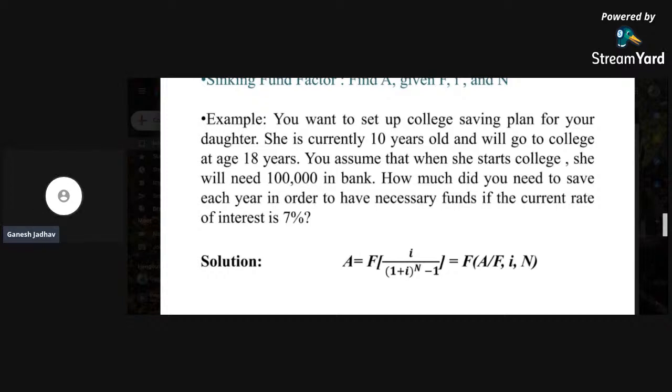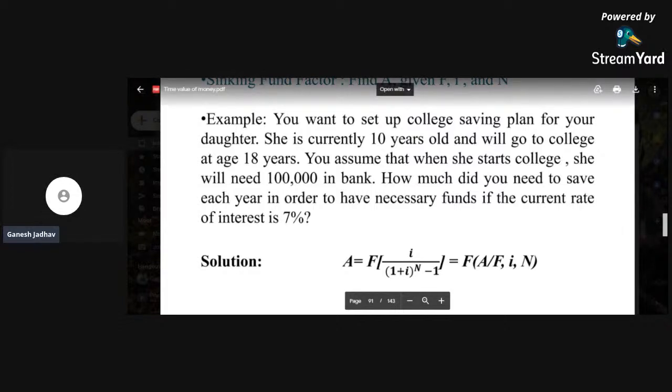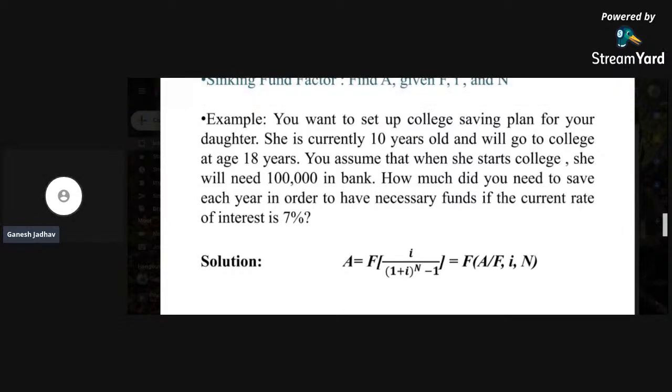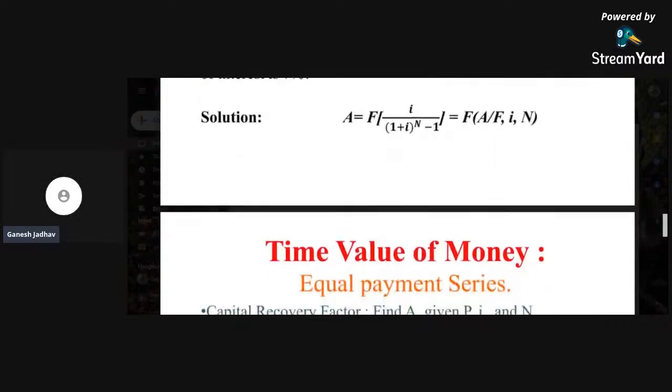0.07. 7% means 0.07. You have to take this value of i. Then the value of n is equal to 18 minus 10, that is 8, and minus 1. So you can easily calculate the value of A also.